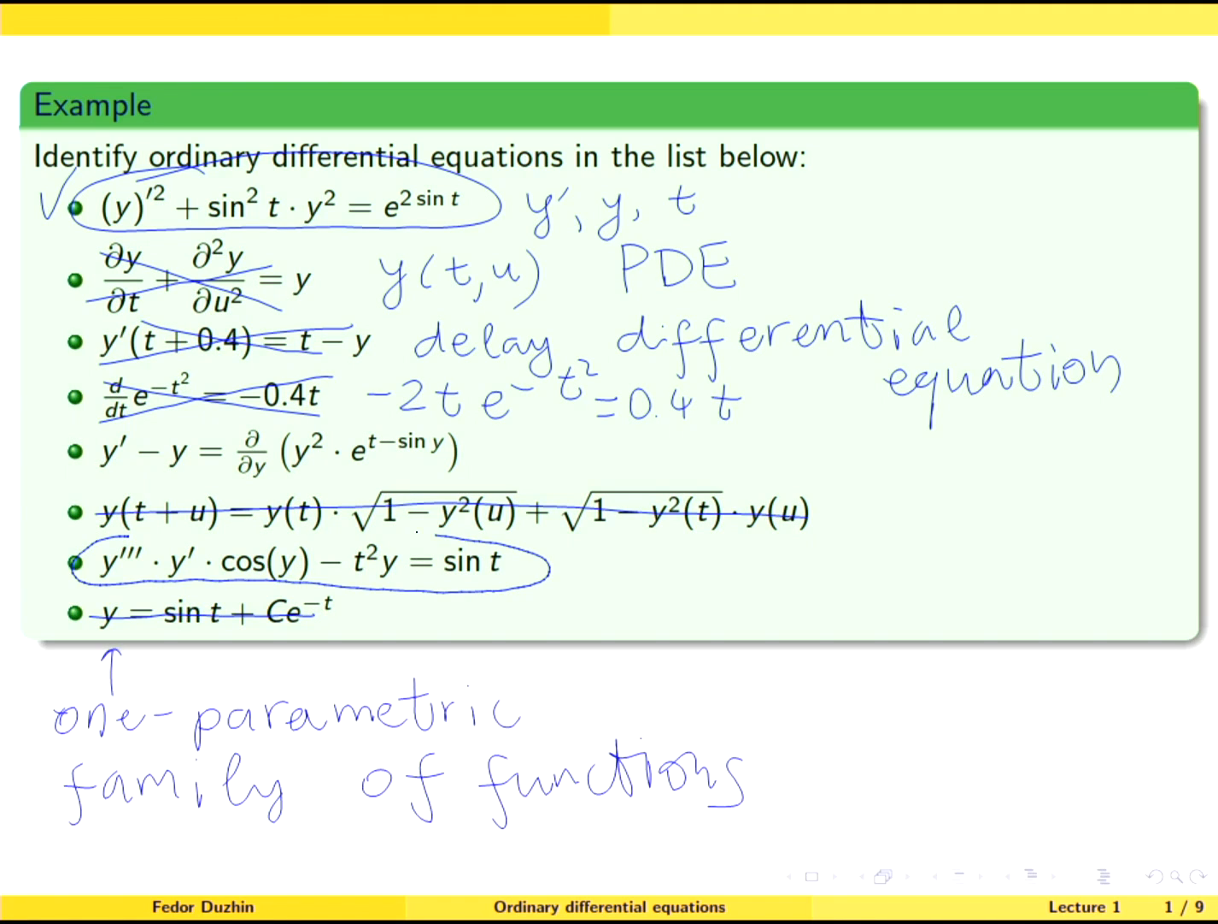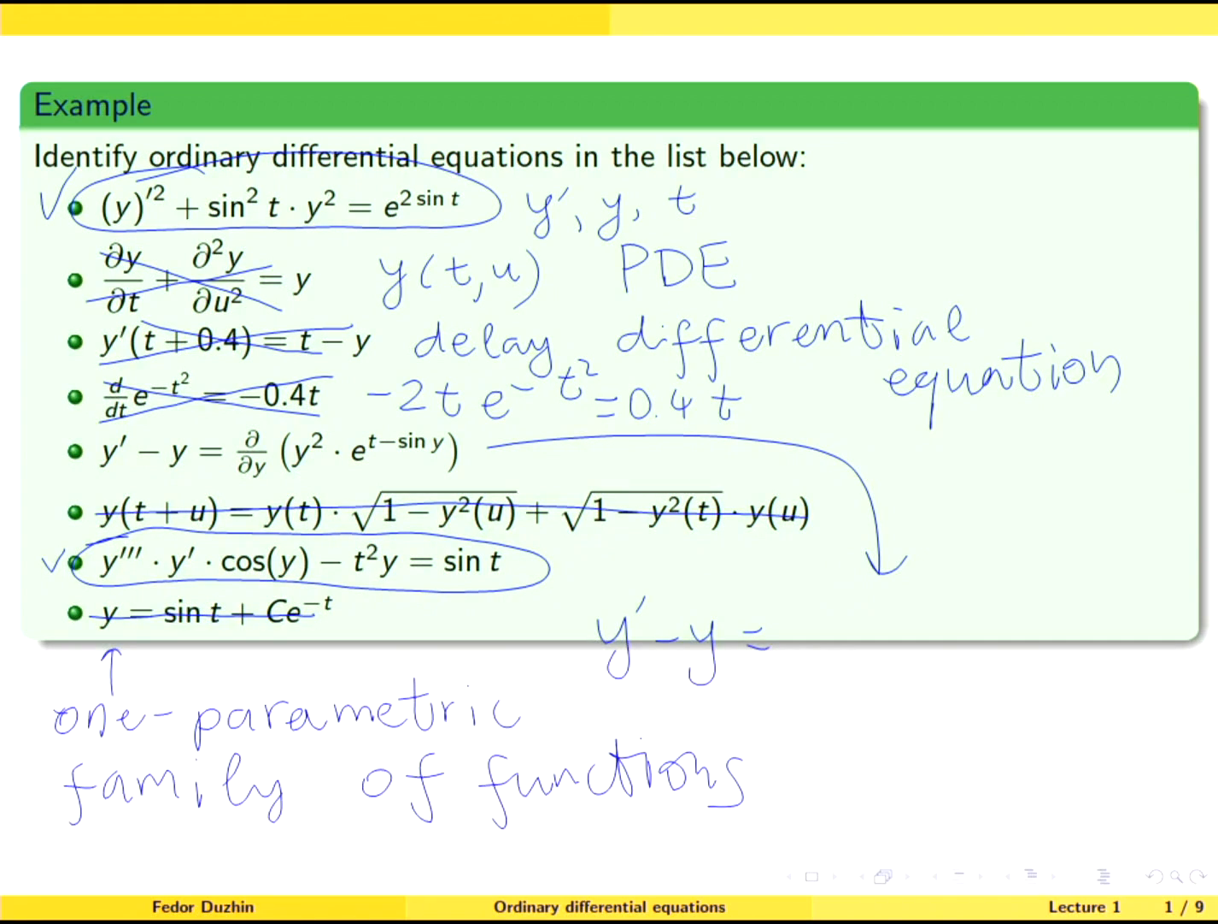Same concerns the second last option, only here y prime and y triple prime appear, which means that this is also an ordinary differential equation, but its order is 3 rather than 1. Well, so the remaining equation is y prime minus y equals d over dy of y squared times e to the t minus sine y. Let me rewrite it. The left-hand side is y prime minus y, and the right-hand side, notice that we can just explicitly calculate it. We just need to take this expression and differentiate it with respect to y.